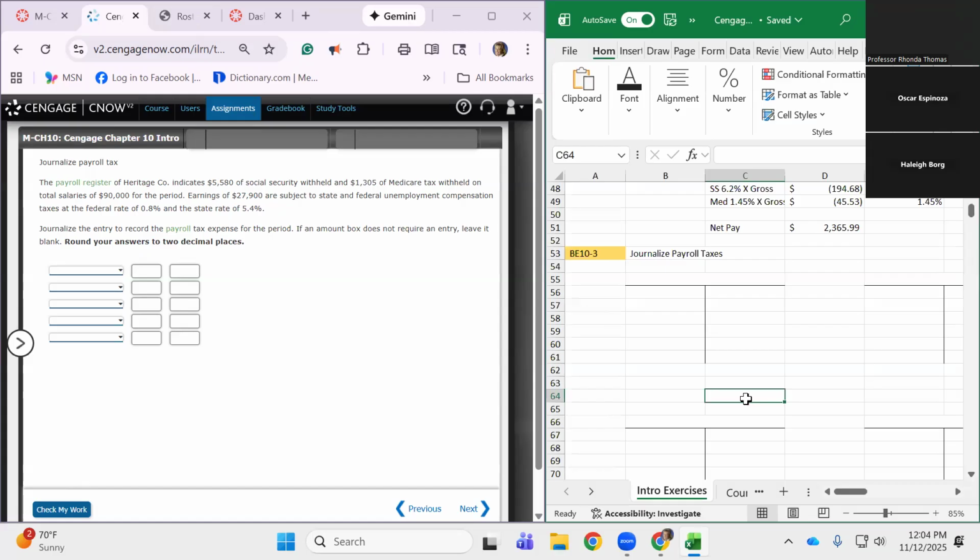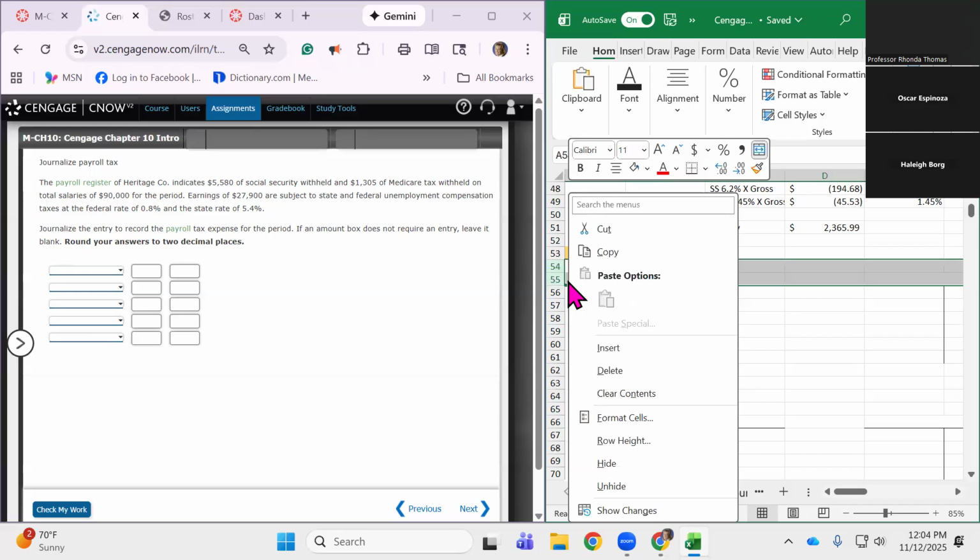That's all right. So the payroll register of Heritage Company indicates $5,580 of Social Security is withheld on total salaries of $90,000 for the period. Okay. Earnings of $27,900 are subject to state and federal unemployment tax. Okay, so this is payroll tax from a business point of view.